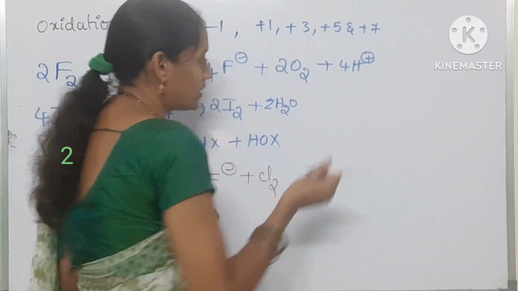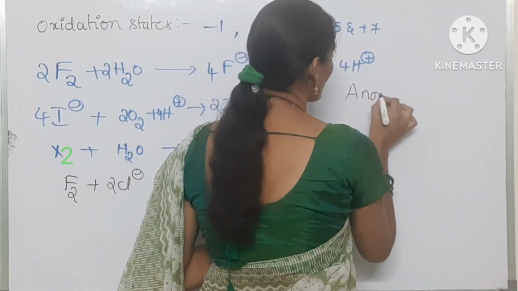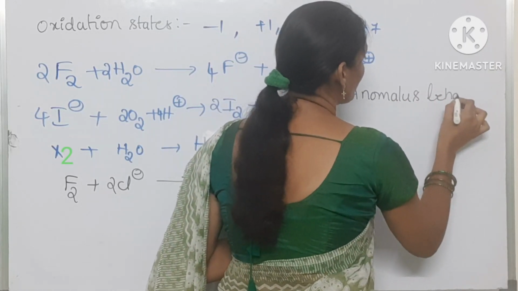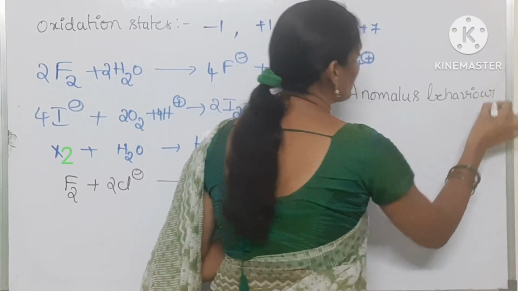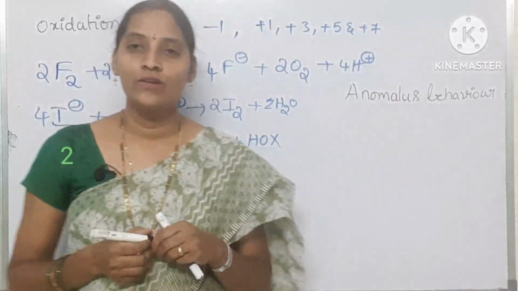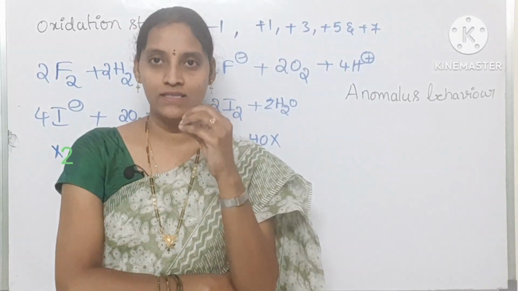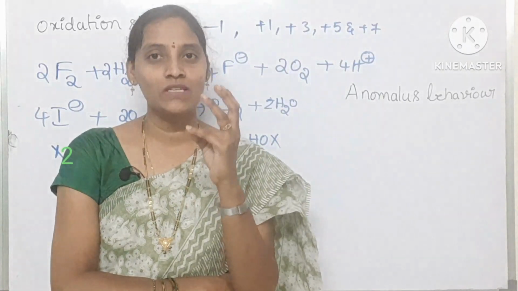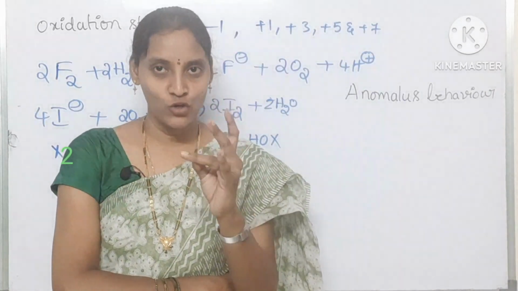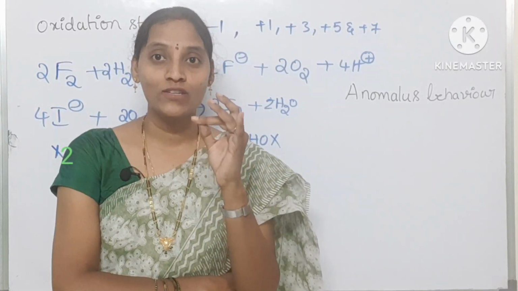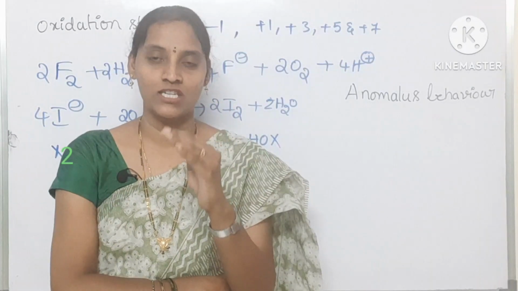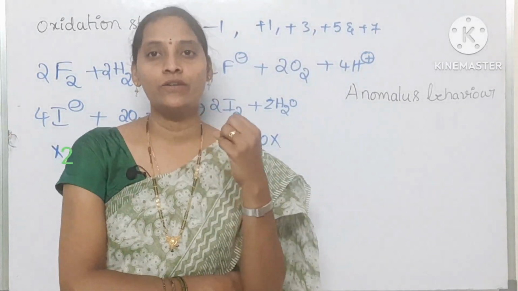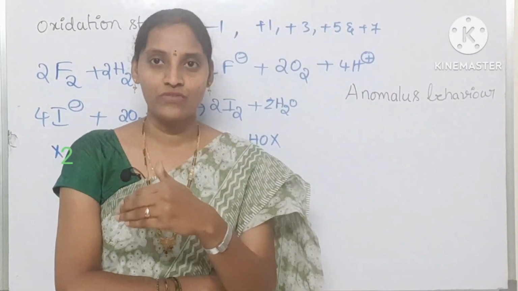Then coming to the anomalous behavior of fluorine. Anomalous behavior is nothing but different behavior of fluorine. If you see, fluorine has a small atomic size, lack of d orbital, and also it has low electron gain enthalpy and low bond dissociation energy. Because of these four reasons, fluorine becomes different from the other elements present in the same group.